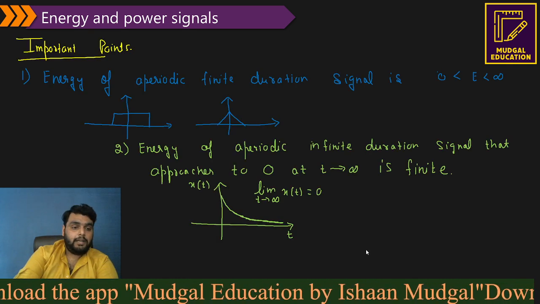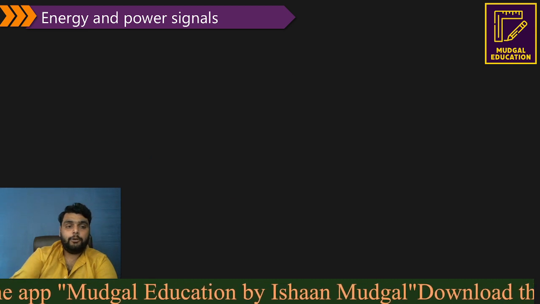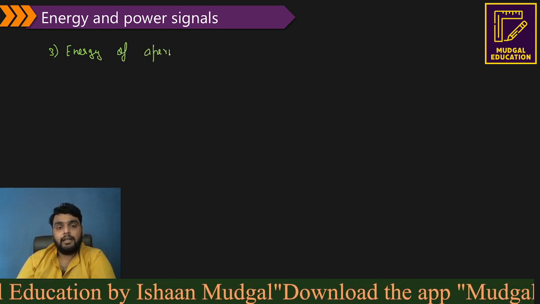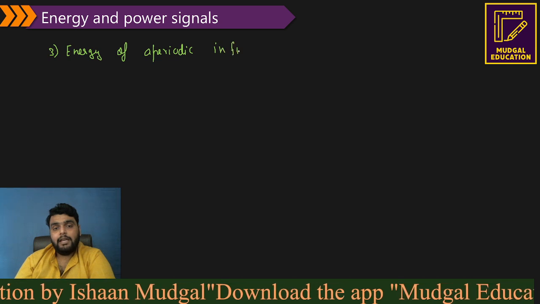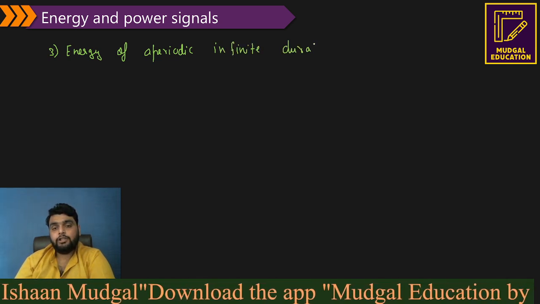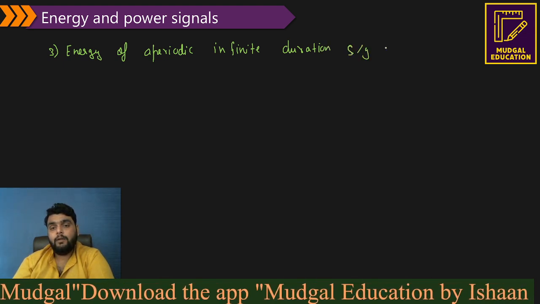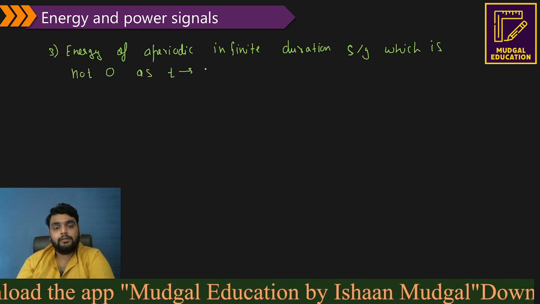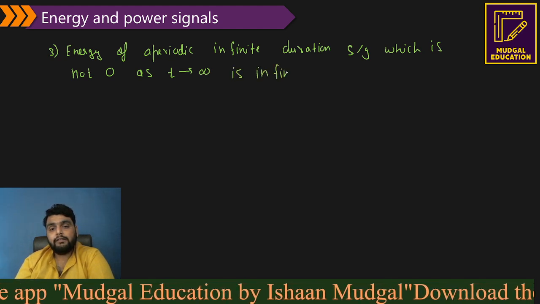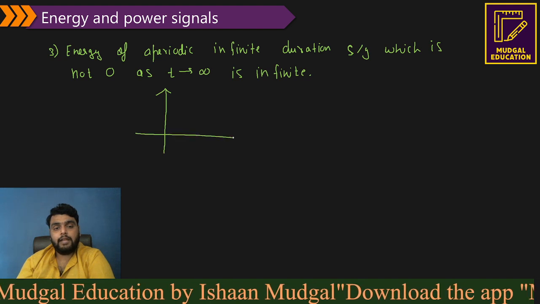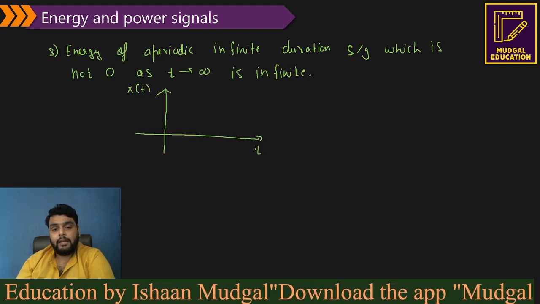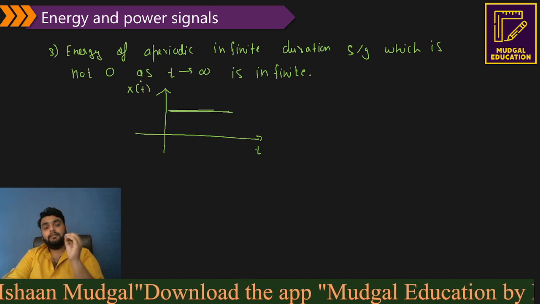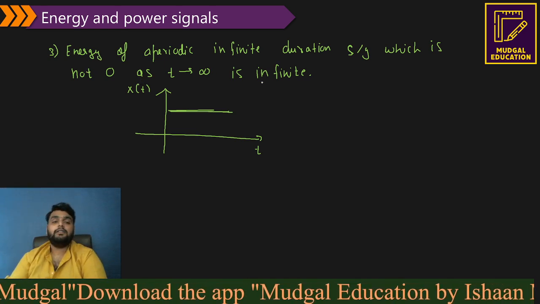Now the third point. Energy of an aperiodic infinite duration signal which is not zero as t tends to infinity is infinite. For example, the step signal. We just calculated the energy of a step signal. The step signal is aperiodic and has infinite duration, but the signal does not tend to 0 as t tends to infinity. So the energy in this case is infinite.